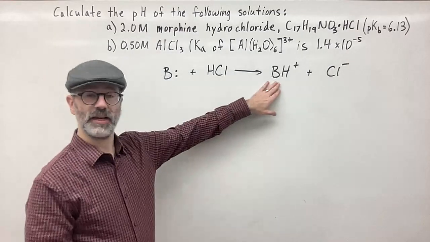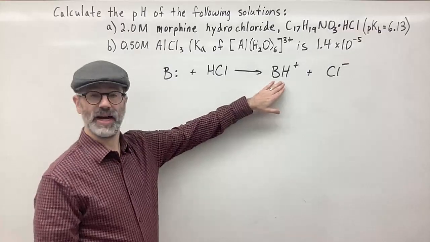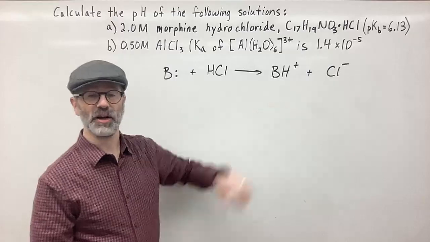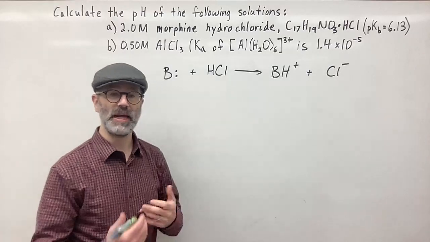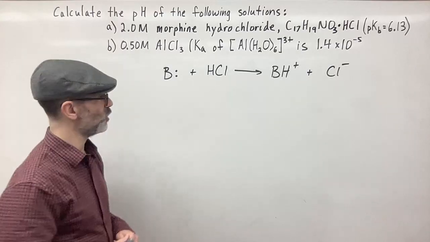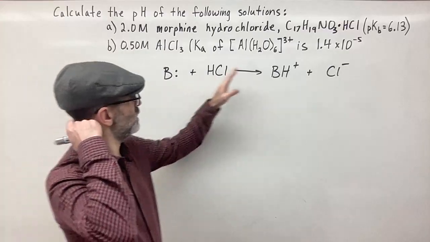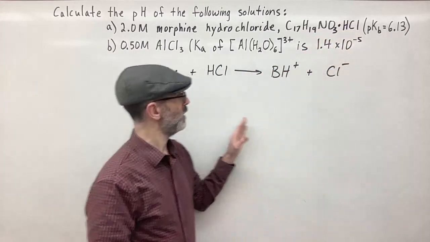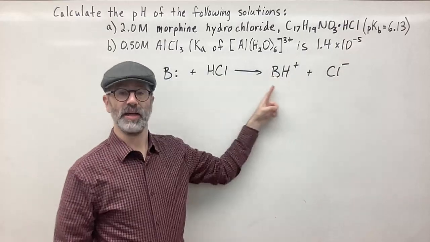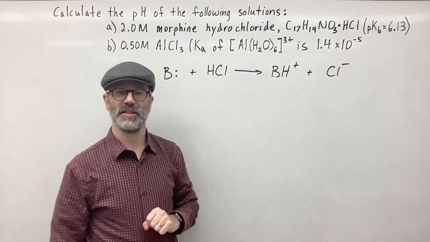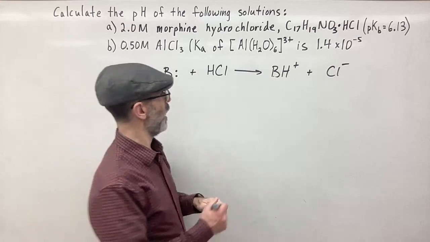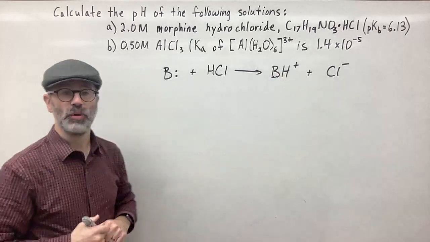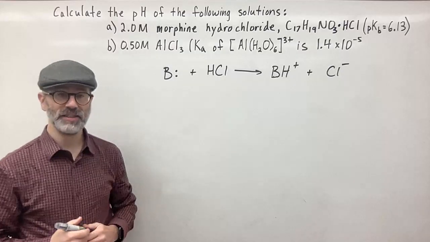So we can imagine that the morphine is going to be in this form here, and so this ends up being a weak acid problem. And so because the strong acid is in the solution with the weak base, it's going to push it pretty much all the way to this form here as the conjugate acid. And so when we do this problem, we can do it as a weak acid problem.